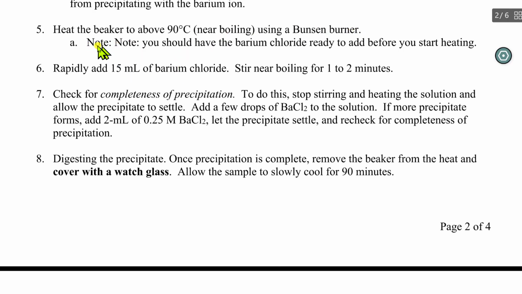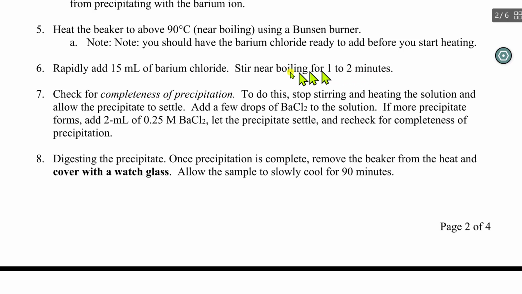There's a note here, and this is an important note apparently. You should have the barium chloride ready to add before you start heating. In step 5, you're going to add 15 mils of barium chloride while the sample is nearly boiling. So you're going to grab whatever you've put the 15 mils of barium chloride in and pour that rapidly into your sample while you're stirring it and heating it.